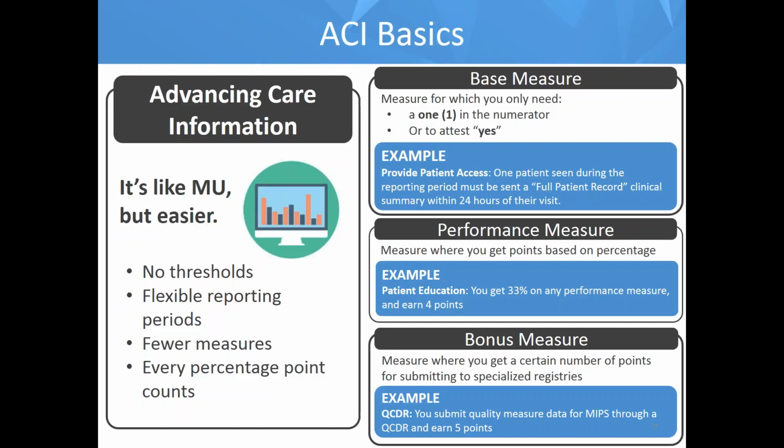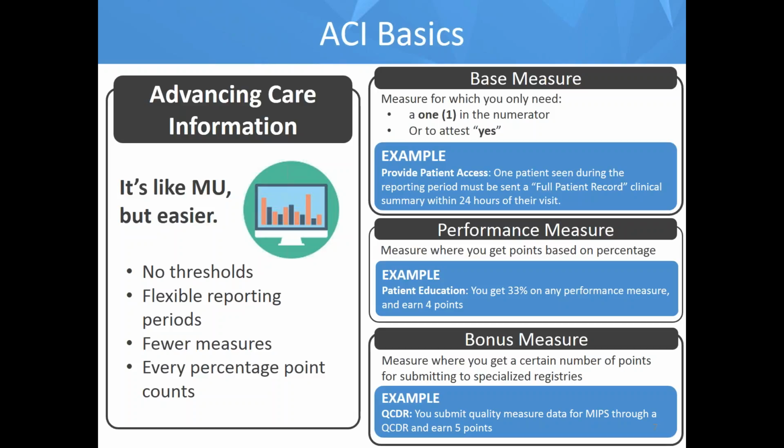Sending the patient summary to the client's portal. Then we have what's referred to as a performance measure. These are measures where you get points based on how well you do, your percentages, numerator over denominator. If you're familiar with the meaningful use wizard, you're familiar with what we're talking about. An example of that would be patient education. If you get 33% on your performance measure, then you're going to earn 4 points. And we have bonus measures, where you get a certain number of points for submitting to specialized registries, such as a QCDR, and we'll talk more about that in a little while.